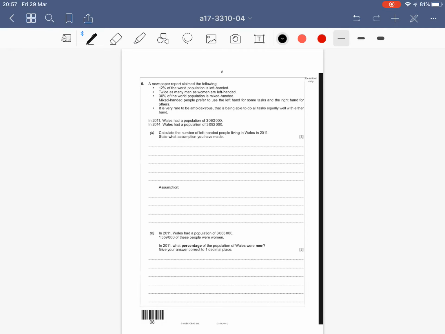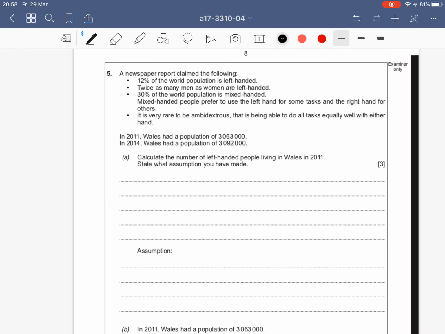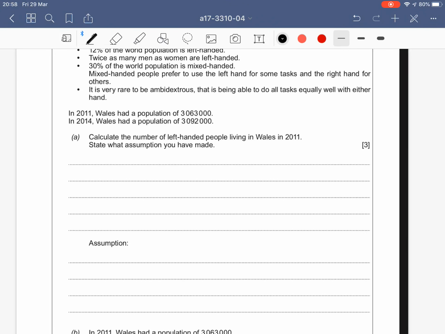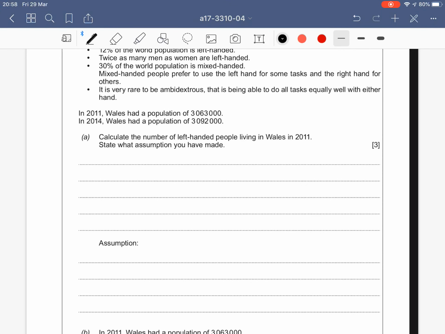Okay, a newspaper report claimed the following. 12% of the world population is left-handed. Twice as many men as women are left-handed. 30% of the world population is mixed-handed. Mixed-handed people prefer to use their left hand. It's very rare to be ambidextrous. In 2011, the population was that. In 2014, the population was that.